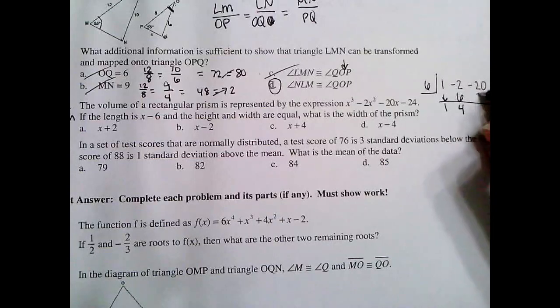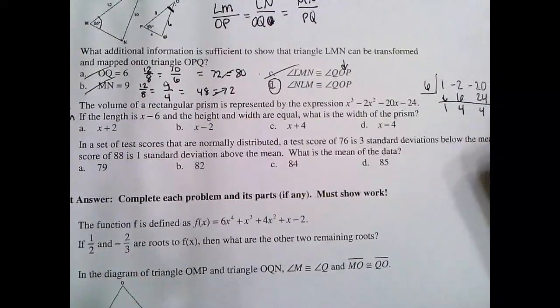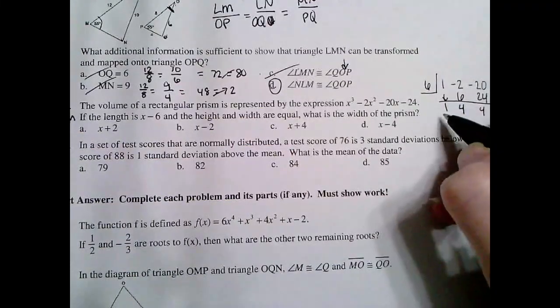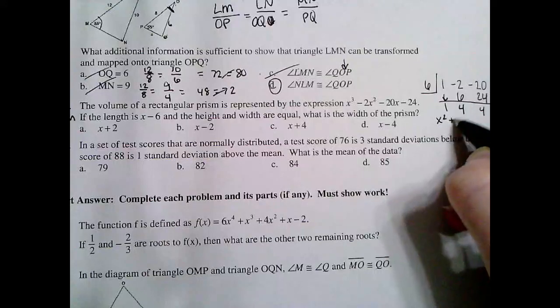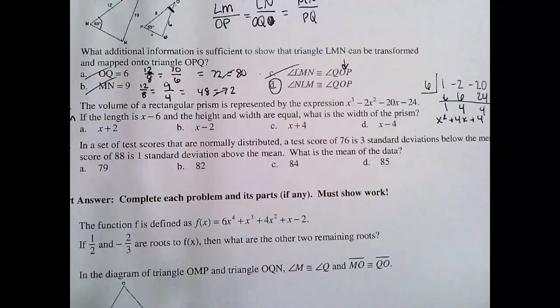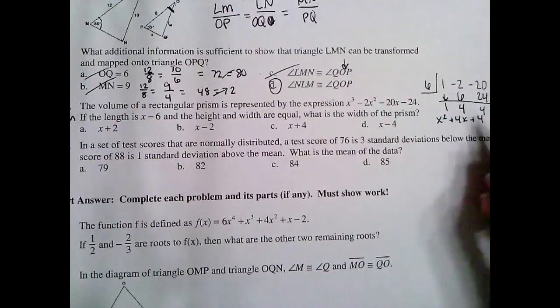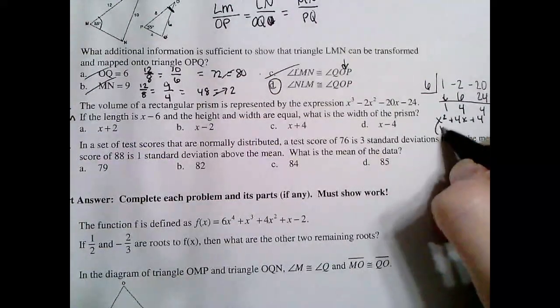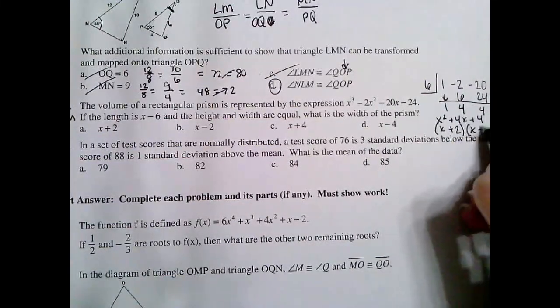4 times 6 is 24. Negative 20 plus 24 is 4. 6 times 4 is 24. That's my 0, which is good. Translate this: x squared plus 4x plus 4. So let's think about factoring this. X plus 2 times x plus 2.